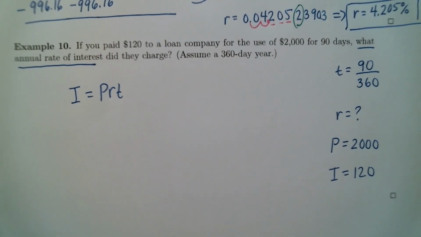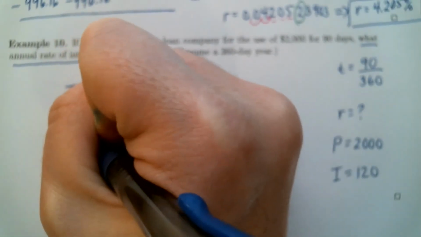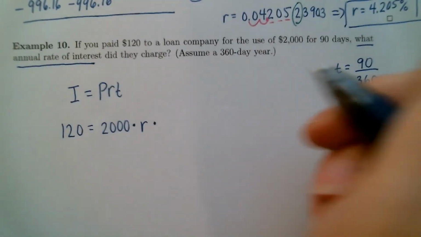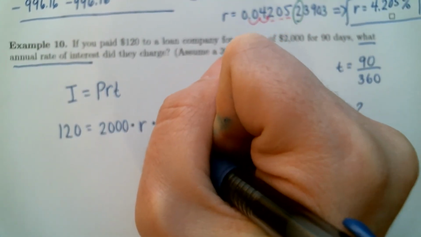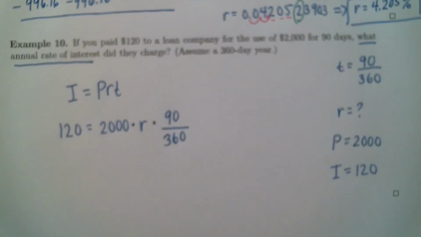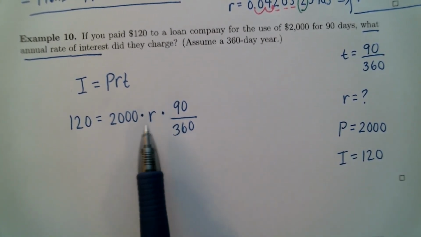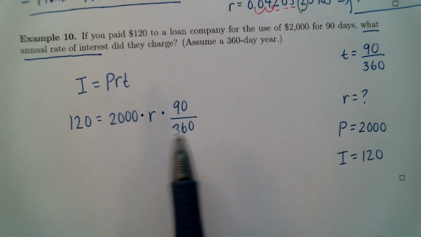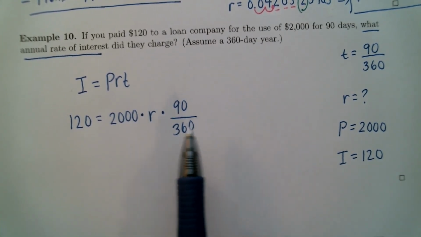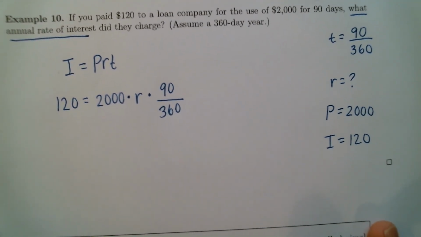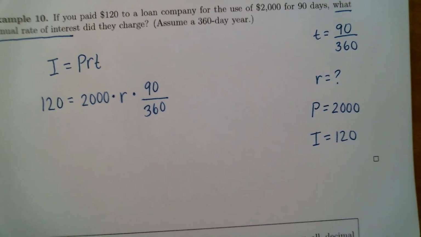All right. So let's go ahead and plug everything in. We're looking for R. So I is 120. So we're going to get 120 equals 2,000 times R times T, which is 90 out of 360. So we're going to solve this for R. Basically we need to get R by itself on one side. On the right, you're multiplying 3 things together. Remember, when you multiply, order does not matter. 3 times 4 is the same thing as 4 times 3. So I'm going to go ahead and multiply these two numbers together to see what they give me. And that's actually the number we are multiplying R by.